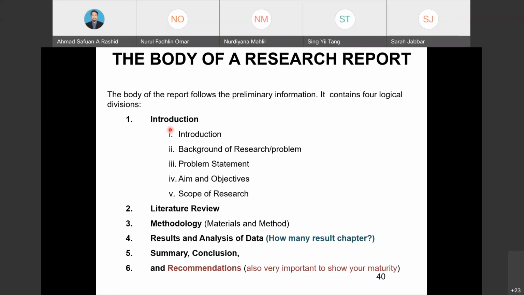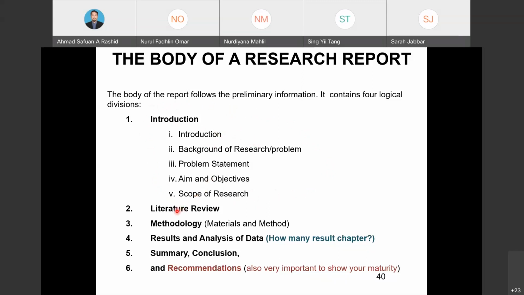So you should have an introduction part, the background of the research problem. This is for your chapter one actually. So you have an introduction, background or research background, problem statement, aim and objective, scope of research. This is related to the limitation as well. So for your chapter one, you can start to have this kind of subsection. At least for chapter one, more or less 5 pages.